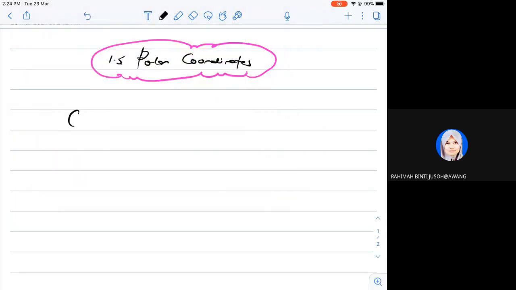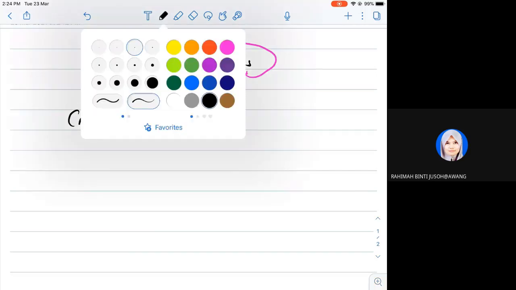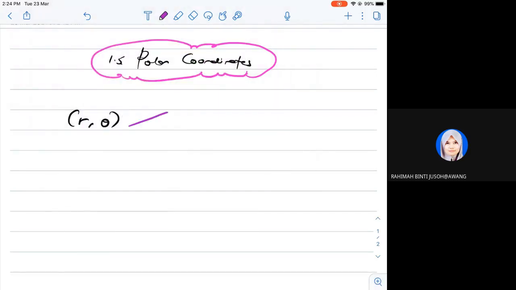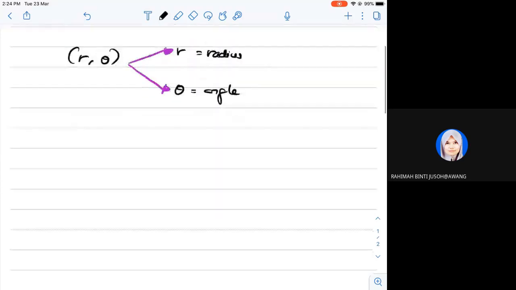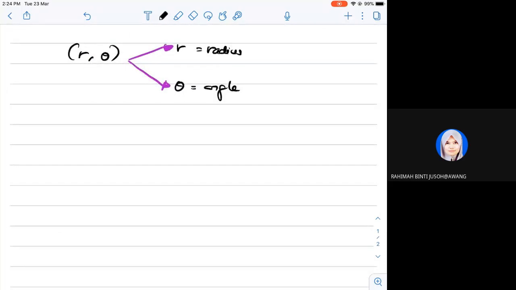Polar coordinates consist of r and theta. Okay, r is the radius and theta is the angle. So let us recall what you already learned during your secondary school, I think.